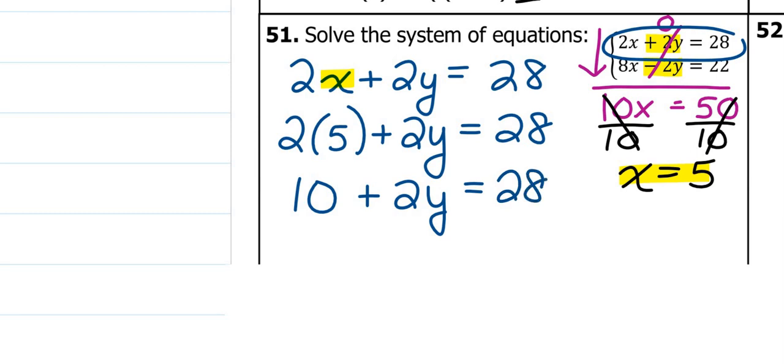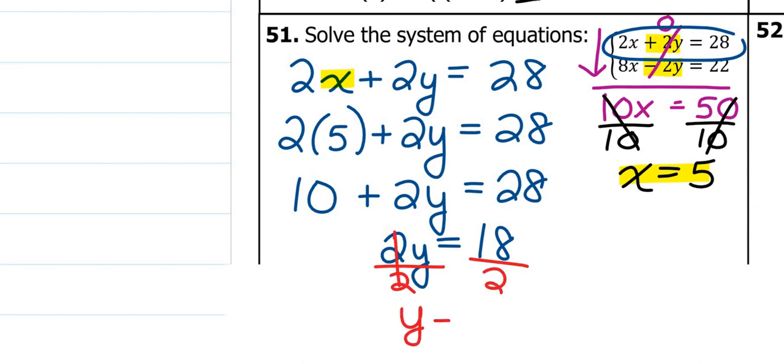Subtract 10 from both sides will give me 2y equals 18 once I've subtracted 10. And now last step, I divide both sides by 2. So I get y equals 18 divided by 2, which is 9. So my final answer, if I write it as a coordinate, is 5, 9. X is 5, y is 9. And that's using elimination as my method because all of the numbers were perfectly set up for elimination. Okay, let's move on to the next one.